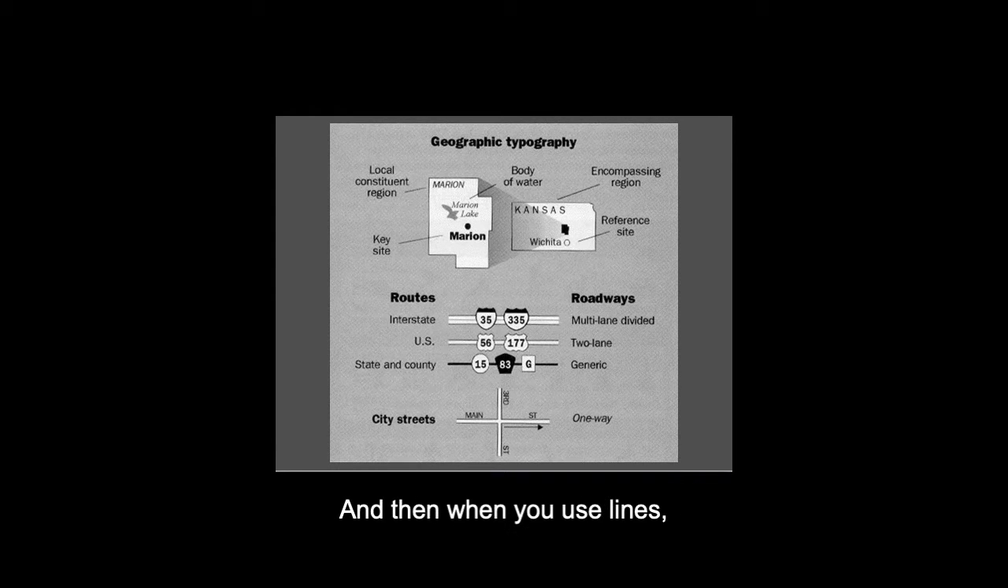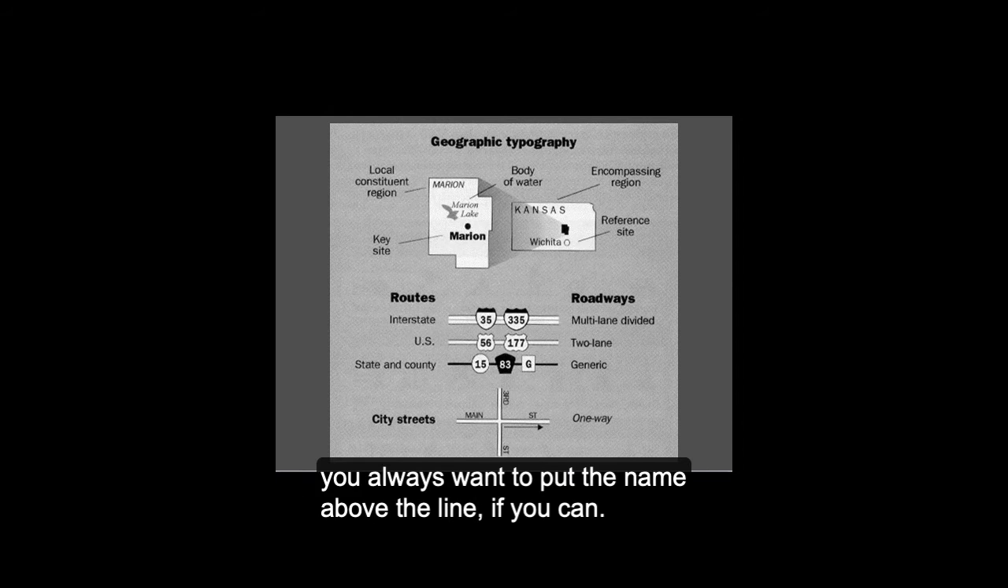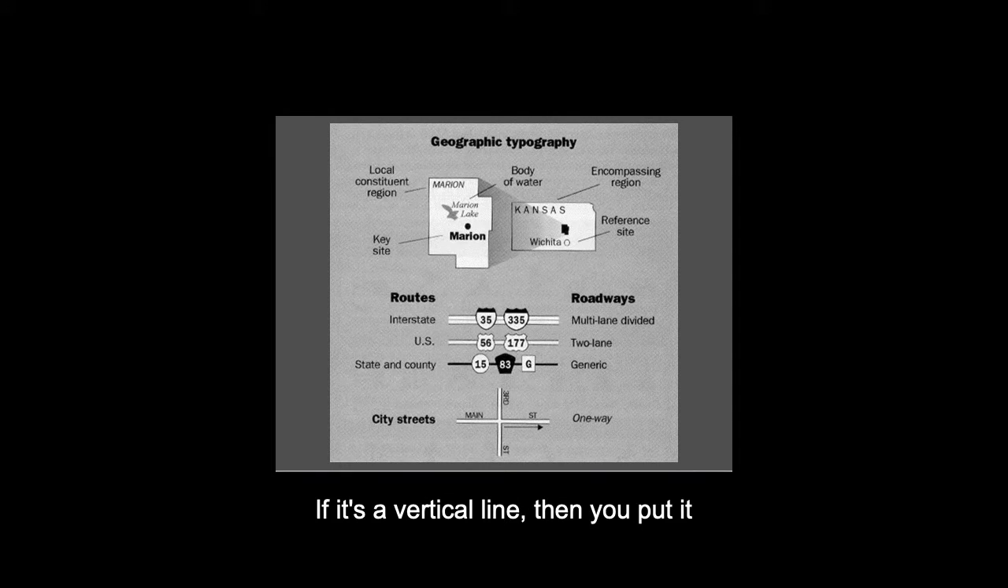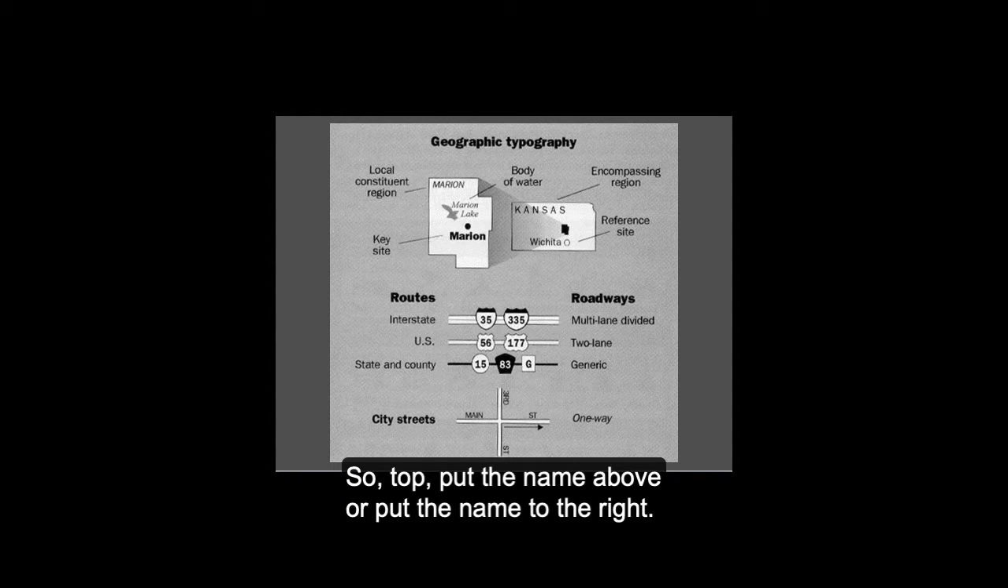And then when you use lines, there's a proper way of using the lines. So broad divided lines do indicate the freeways or toll roads. And then when we name our streets, you always want to put the name above the line if you can. If it's a vertical line, then you put it on the right edge, not the left. So put the name above, and put the name to the right. Okay? And then make sure you're using the proper shields here for the types of roadways that you are using.